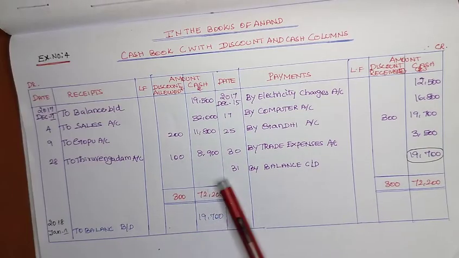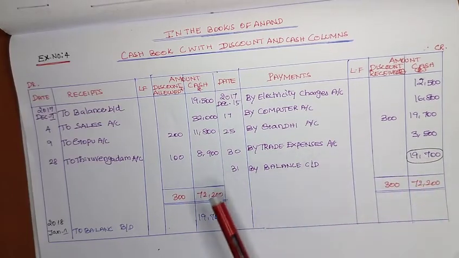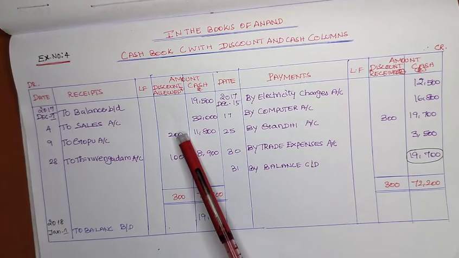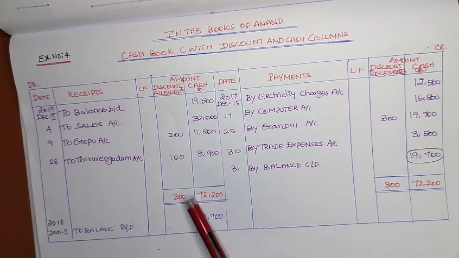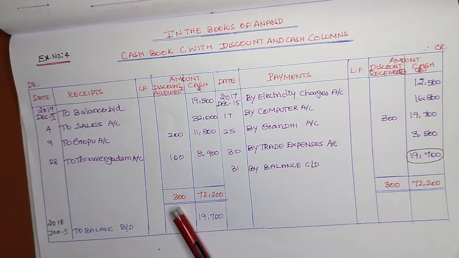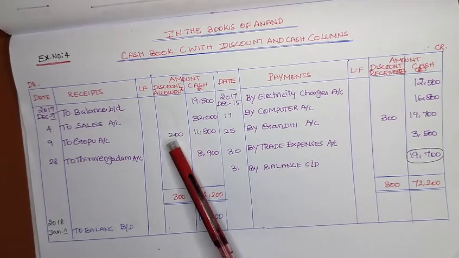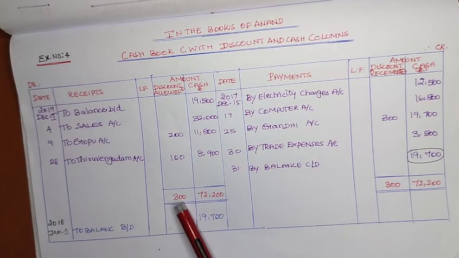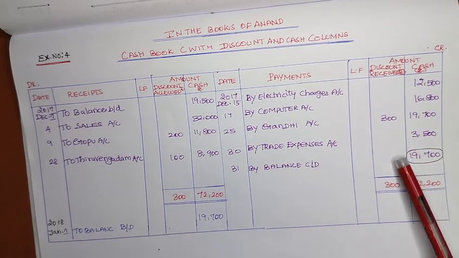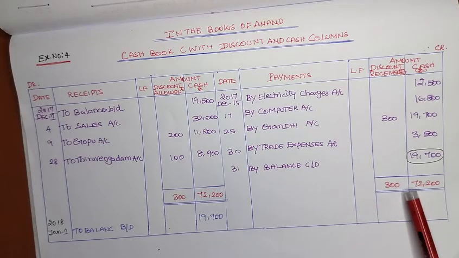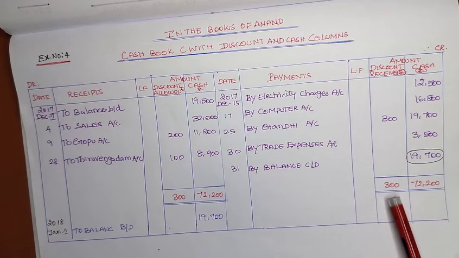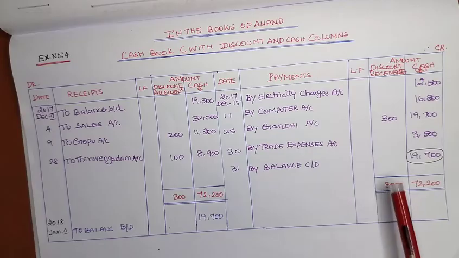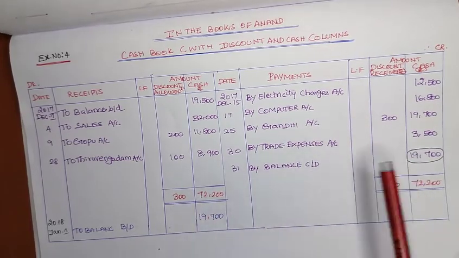we only balance for the cash column only. We no need to find balance for the discount column. We just find the total of the discount column is enough. So how much for discount allowed column? 300 rupees we enter discount allowed column, and discount received column also we have the 300 rupees we enter into the total column. Okay, we no need to find the balance for the discount column.